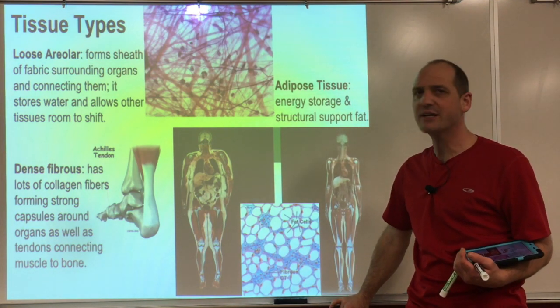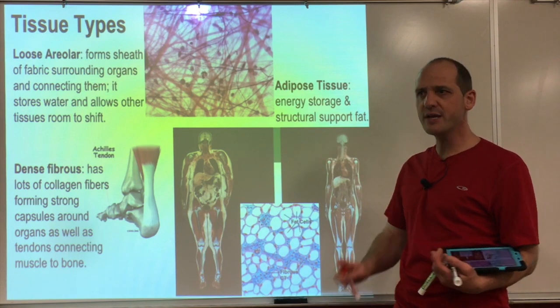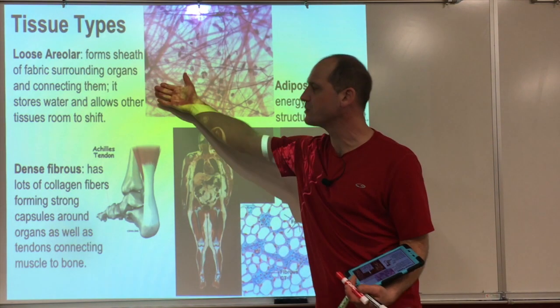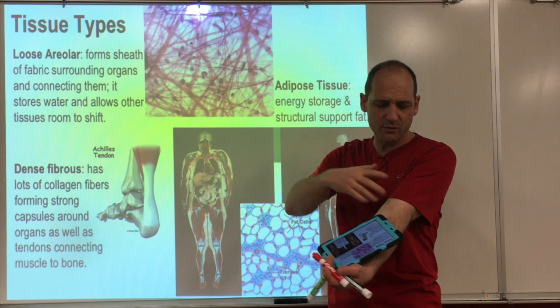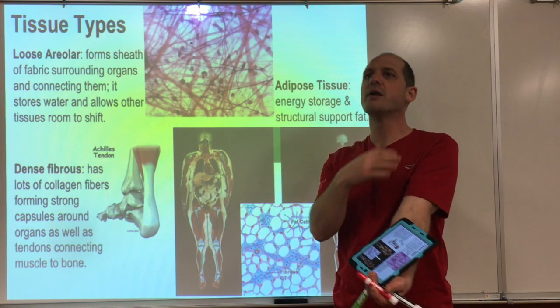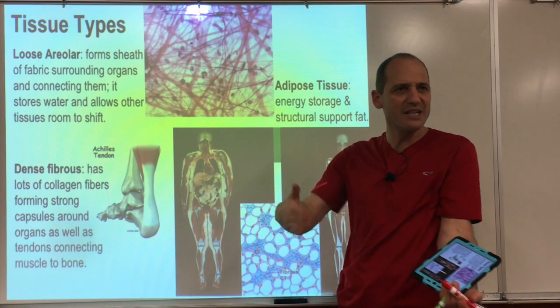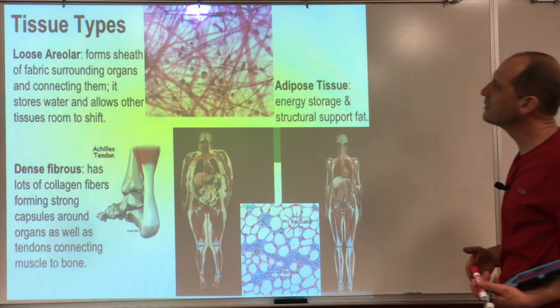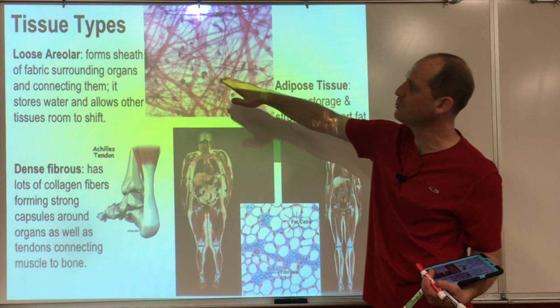The body comes in layers. So when you take the skin off underneath, you got that sort of thing, and then under that you got adipose, and then under that you got muscle. And under that you got more bone. Everything is layered. And between the layers we got that loose areolar tissue.